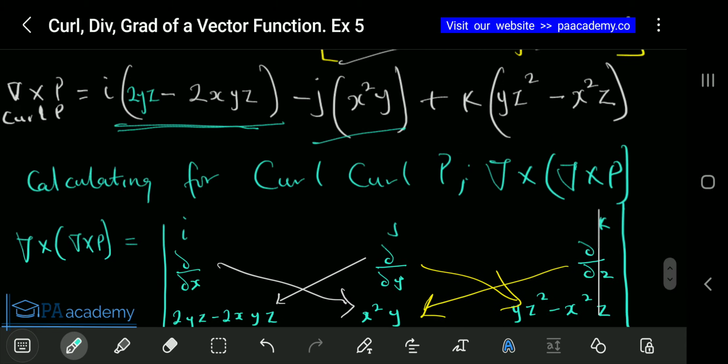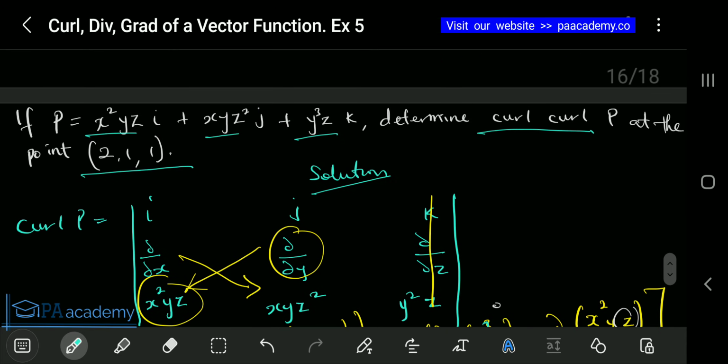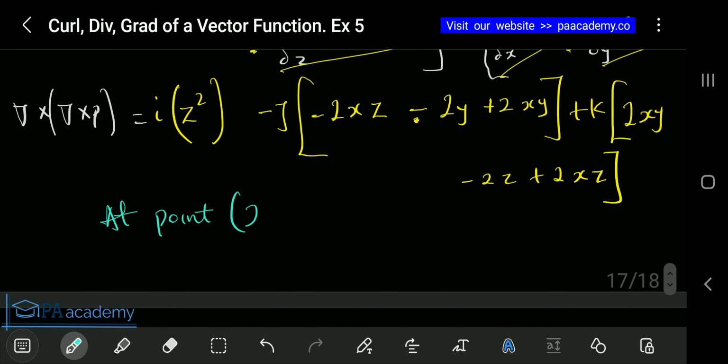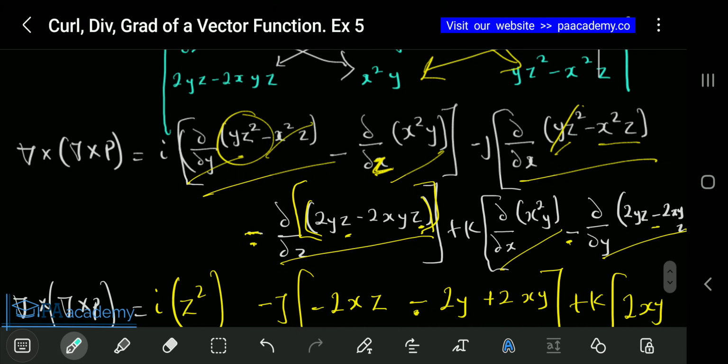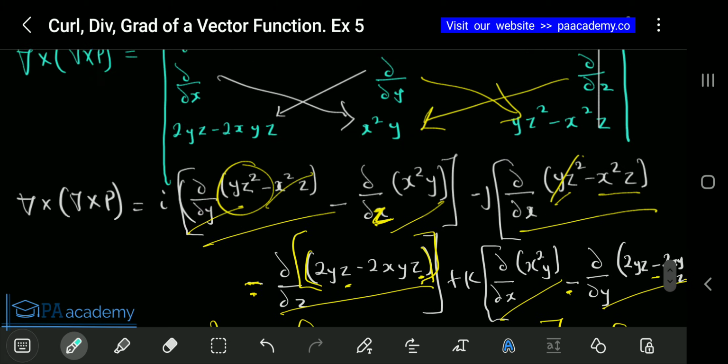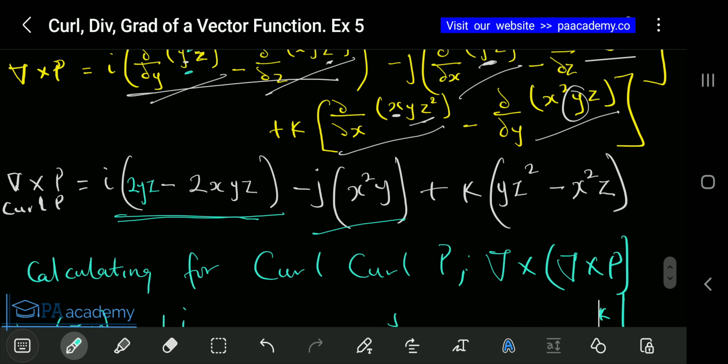So what are the points again? At (2, 1, 1), which is this here. So at (2, 1, 1), that means our x is equal to 2, our y is equal to 1, and our z is equal to 1. So again, this is where you're going to put it, at the end, because this is what we're asked to look for, curl P. So don't make the mistake of putting your values of x, y, z here, because here you've just gotten, let's say, one part of what you're asked to calculate, curl P.